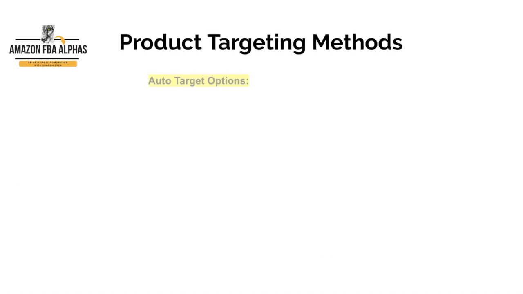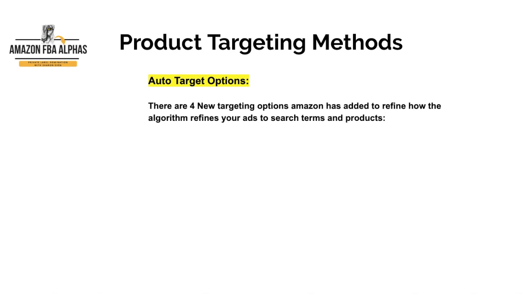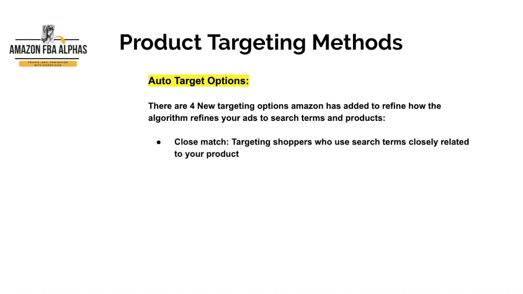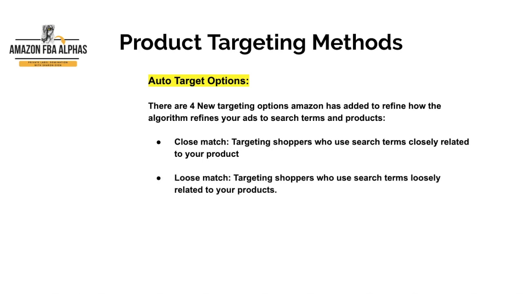The next product targeting method, auto targeting options. So there are 4 new targeting options. These probably came in like 2 or 3 months ago, that Amazon has added to refine how the algorithm matches your ads to search terms and products. So you've got auto close match, which is targeting shoppers who use search terms closely related to your product. So for example, if you're selling a water bottle, keywords like water bottle. Loose match, targeting shoppers who use search terms loosely related to your products. So maybe like fitness accessories or something like that, if you're selling a water bottle.